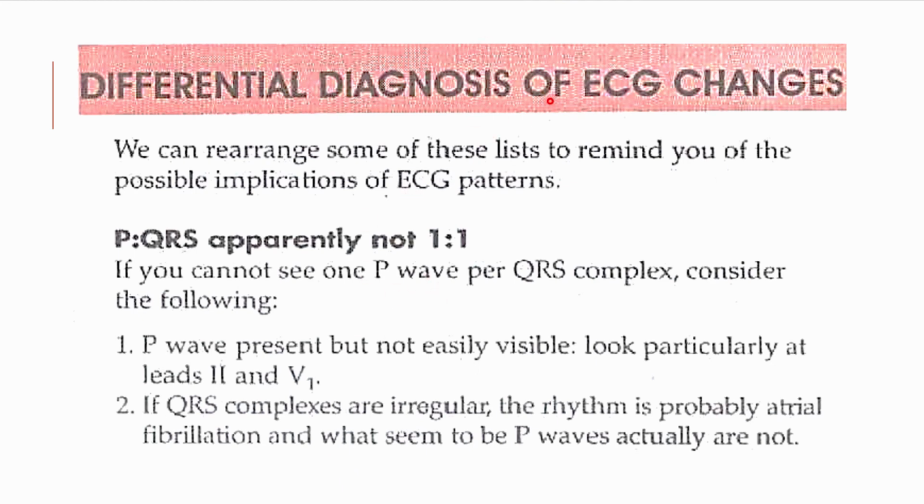Now, for the differential diagnosis of ECG, we can rearrange some of these lists to remind you of possible implications of ECG patterns. So a P wave to QRS complex, apparently not one-to-one. If you cannot see one P wave per QRS complex, consider the following things. If the P waves are present but not easily visible, look at lead 2 as well as lead V1. If the QRS complexes are irregular, then the rhythm is probably atrial fibrillation, and what's seen to be P waves may actually not be P waves, so they may be F waves.